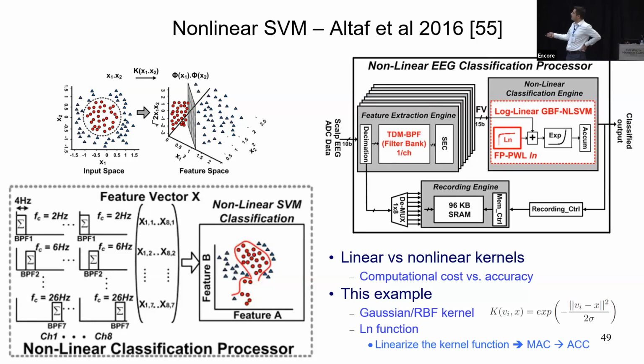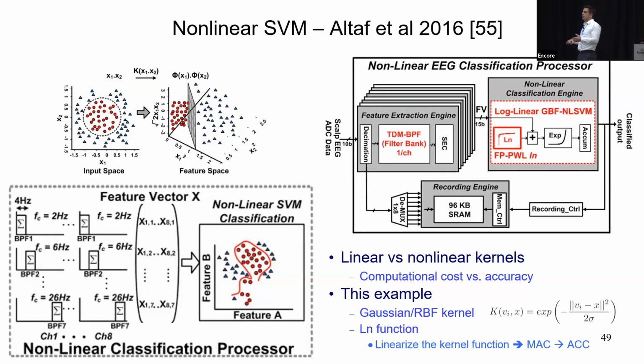This is another example of seizure detection using nonlinear SVMs, where the authors use spectral band energy again as the features, and they could get a lot better performance in terms of accuracy and in terms of sensitivity and specificity. The obvious disadvantage of nonlinear SVMs is the higher computational cost.